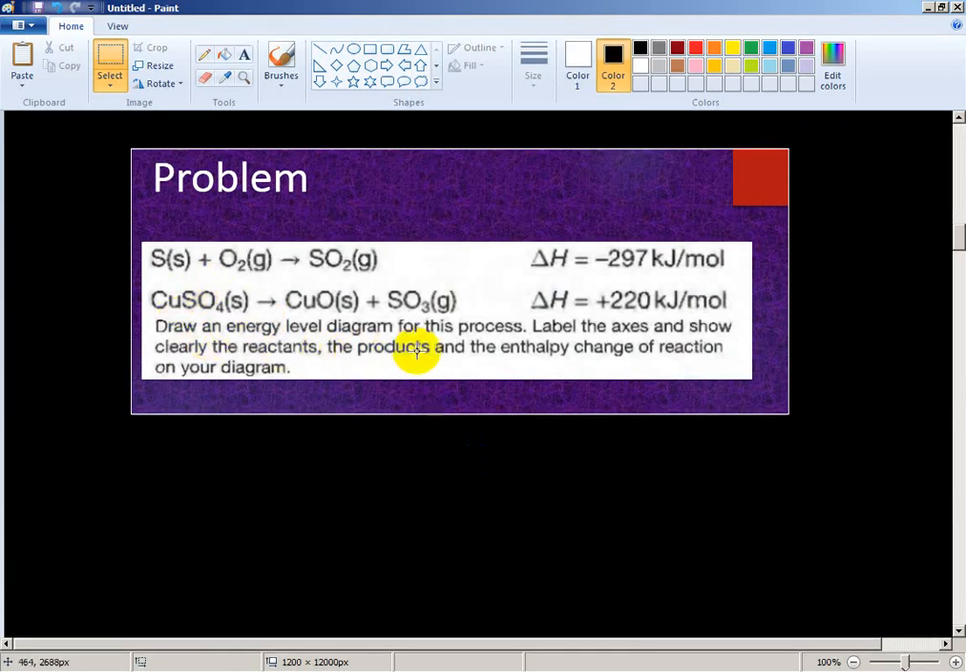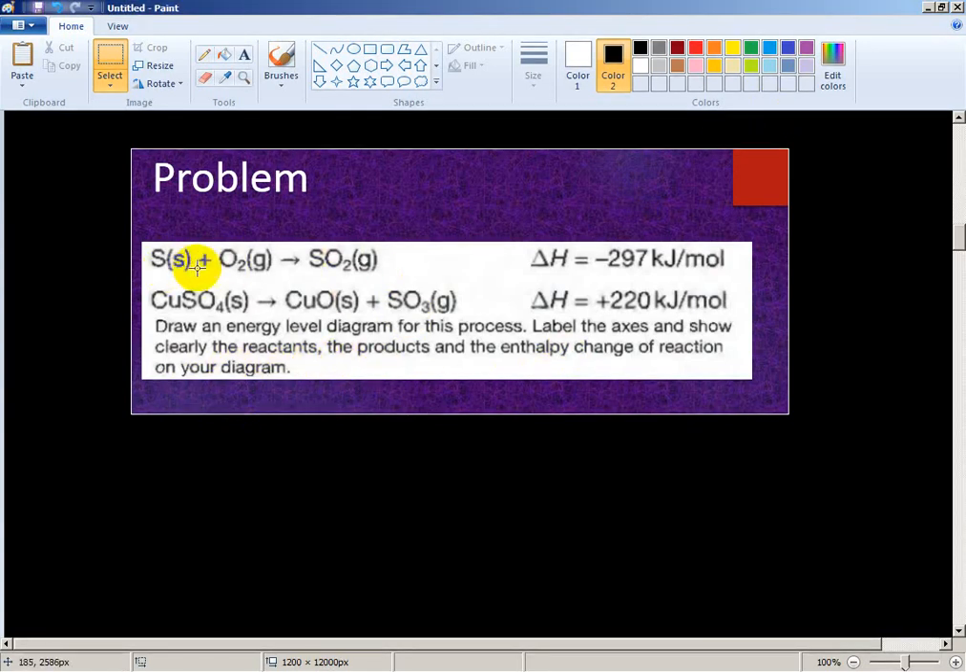Draw an energy level diagram for this process. Label the axes and show clearly the reactants and products, the enthalpy energy levels, and the enthalpy change of the reaction on your diagram. Okay, so first we'll draw the energy level diagram.